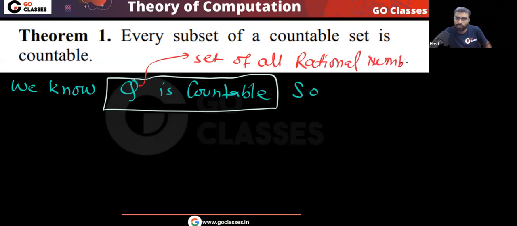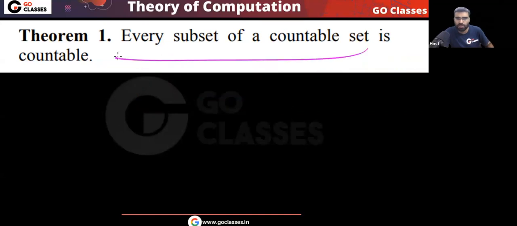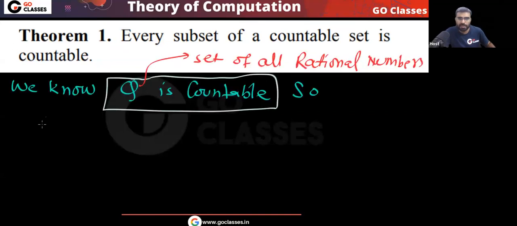So tell me, using this result, what can you say? Using this result, every subset of a countable set is countable. So what are the subsets? Who will become countable automatically? You can notice, can I say any subset of Q? So N becomes countable. Okay, yes or no? You can notice any subset of Q, so N is countable.